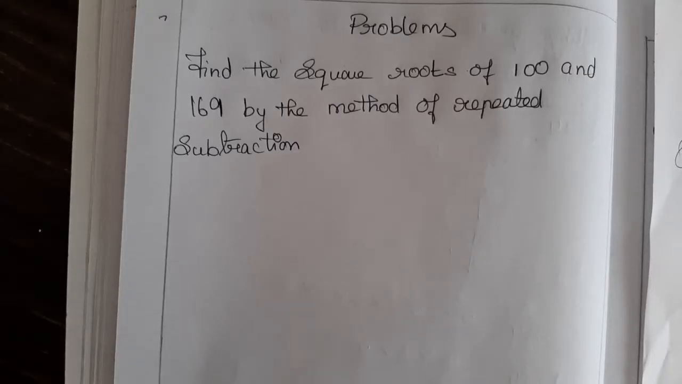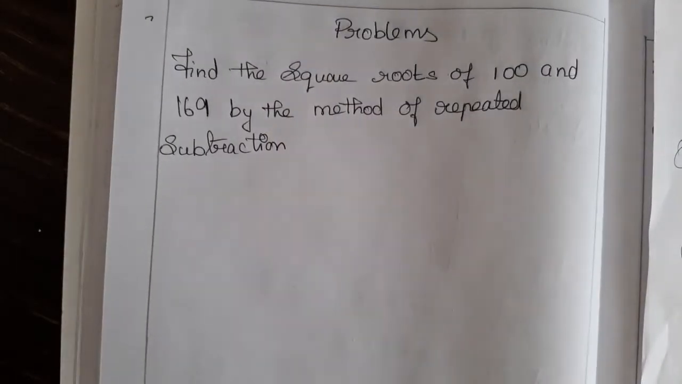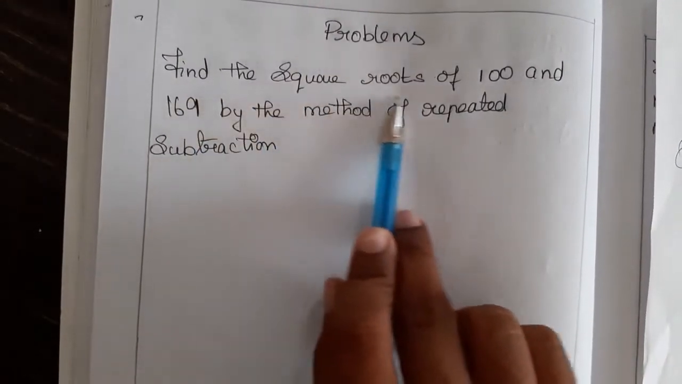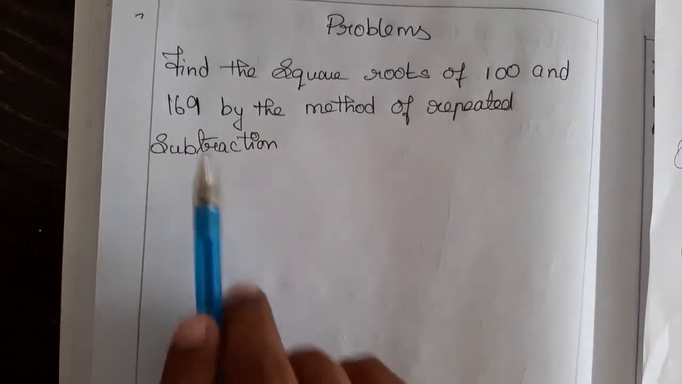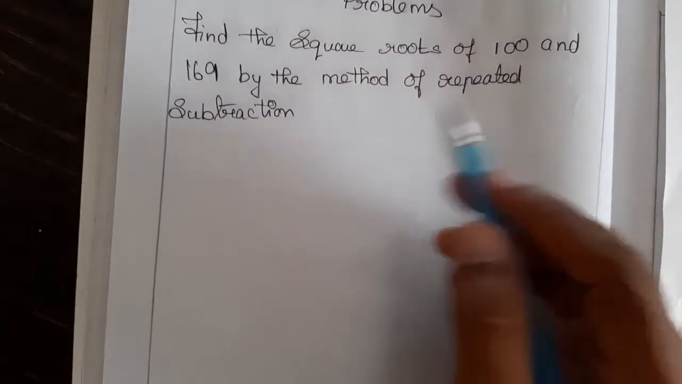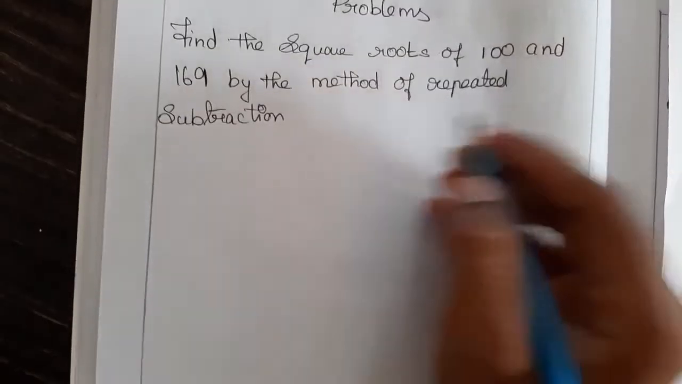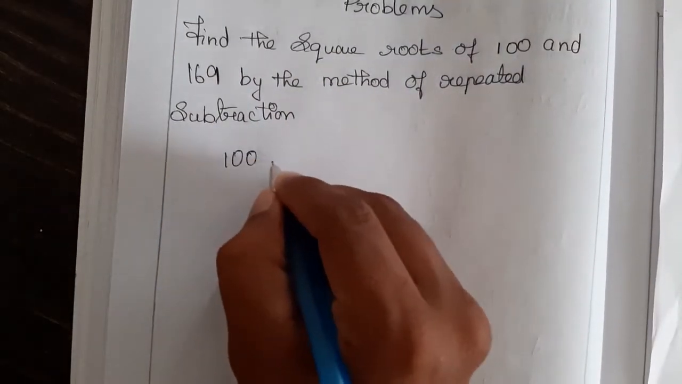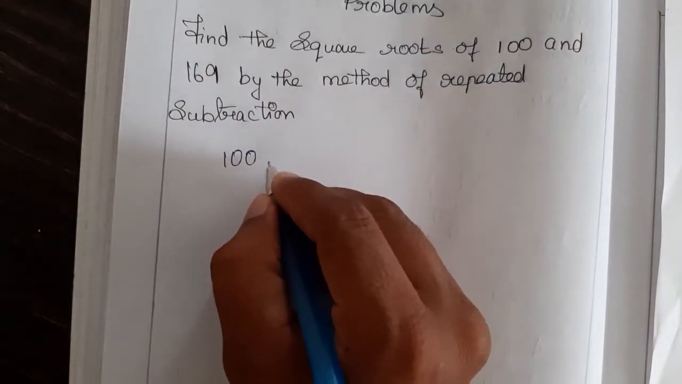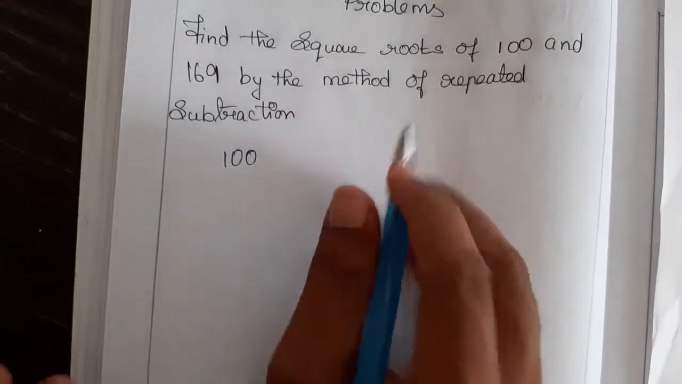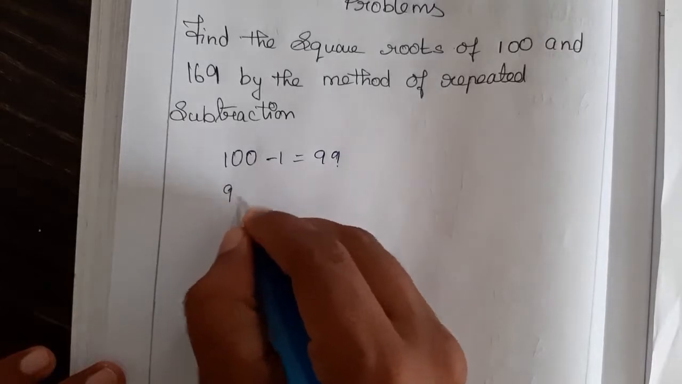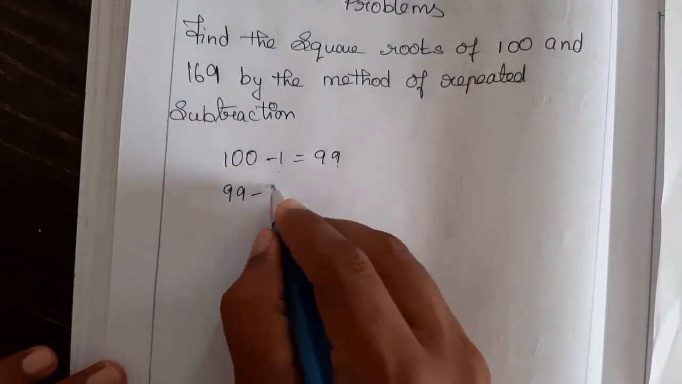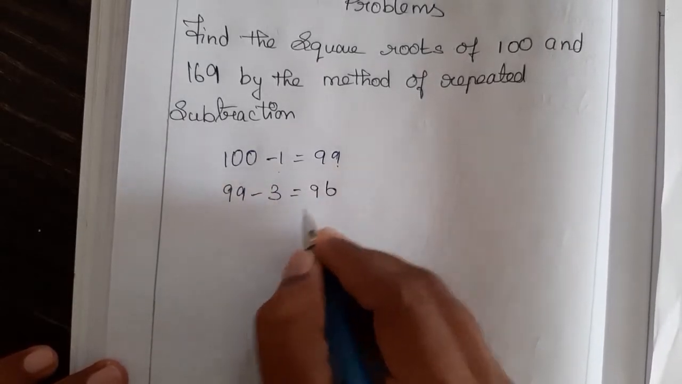So here we go for the next problem. Find the square root of 100 and 169 by the method of repeated subtractions. We have seen this, right? So again we have to do it for the number 100. In repeated subtraction, we use only odd numbers. 100 minus 1 is equal to 99. Still it is not 0. We take 99 minus the next odd number, 3. We obtain 96.